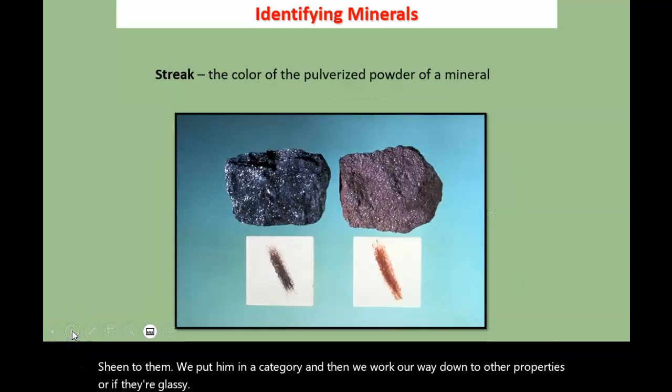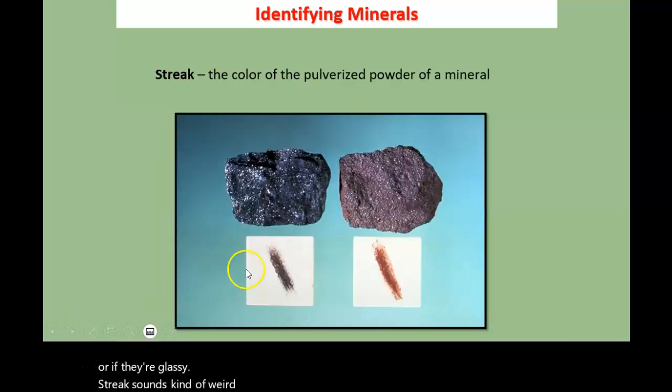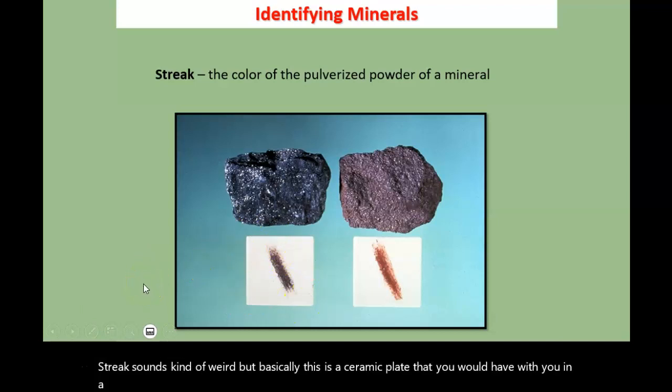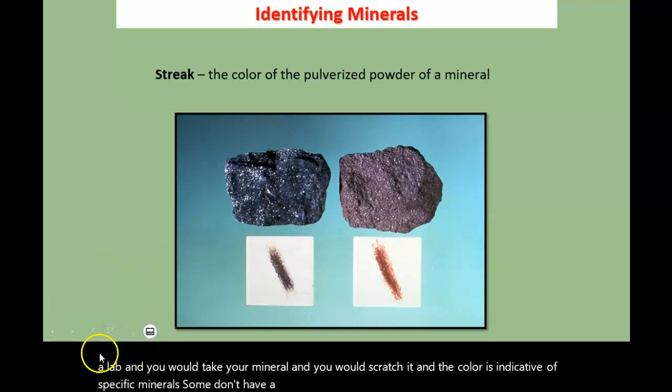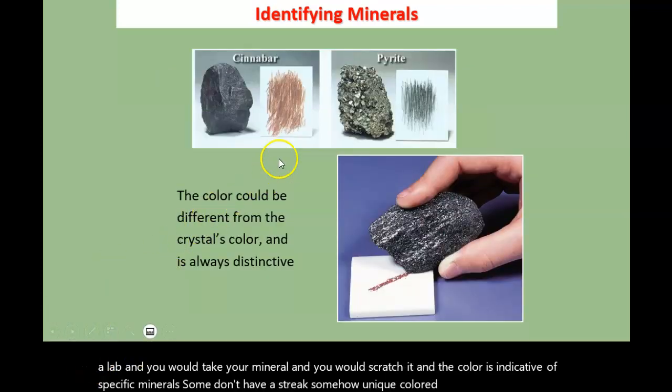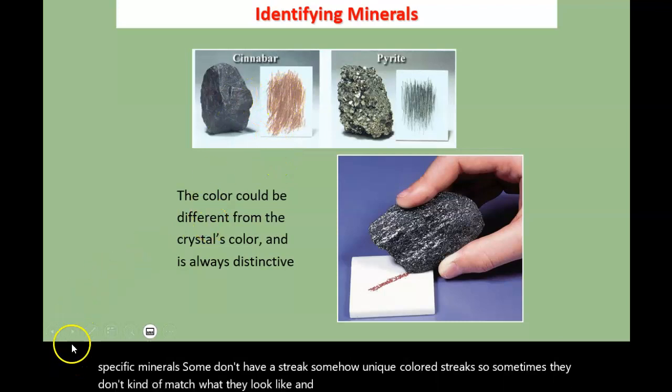Streak. Sounds kind of weird, but basically this is a ceramic plate that you would have with you in a lab. And you would take your mineral and you would scratch it, and the color is indicative of specific minerals. Some don't have a streak, some have unique colored streaks. So sometimes they don't match what they look like, and so that can be helpful if it's very distinctive.